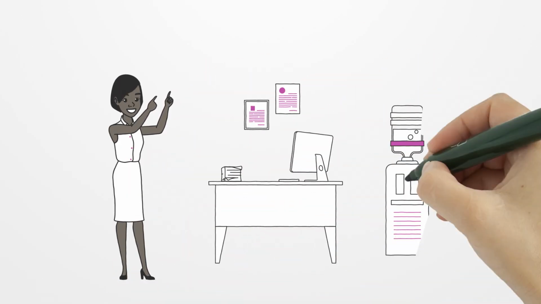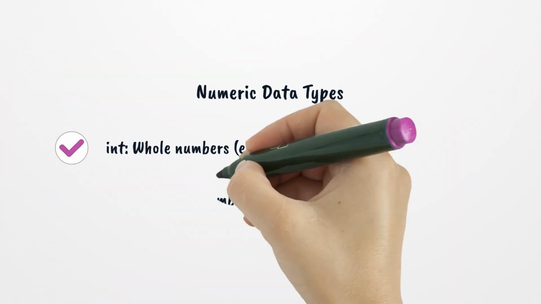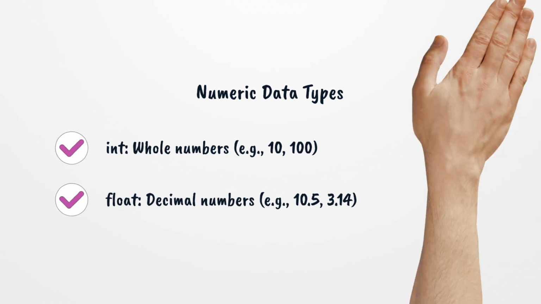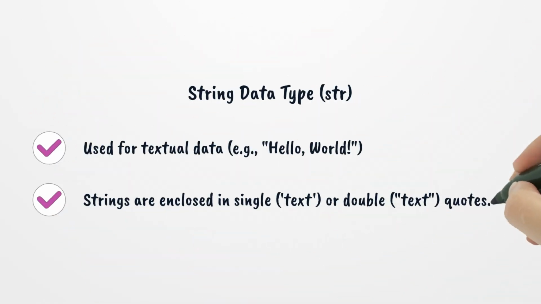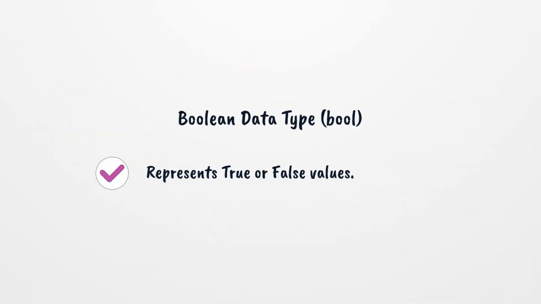Basic Python syntax and data types. Python supports multiple data types essential for handling data. Numeric data types. Int, whole numbers, e.g., 10, 100. Float, decimal numbers, e.g., 10.5, 3.14. String data type, str. Used for textual data, e.g., 'hello', 'world'. Strings are enclosed in single ('text') or double ("text") quotes. Boolean data type, bool. Represents true or false values.